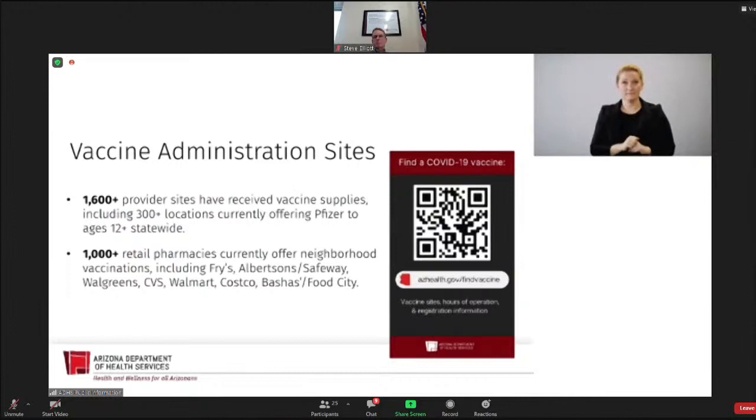On the right, you'll see our ADHS Find Vaccine app. It's been updated with a feature to search by vaccine type so that families who are interested in finding Pfizer for those that are between 12 and 17 years old can easily do that.